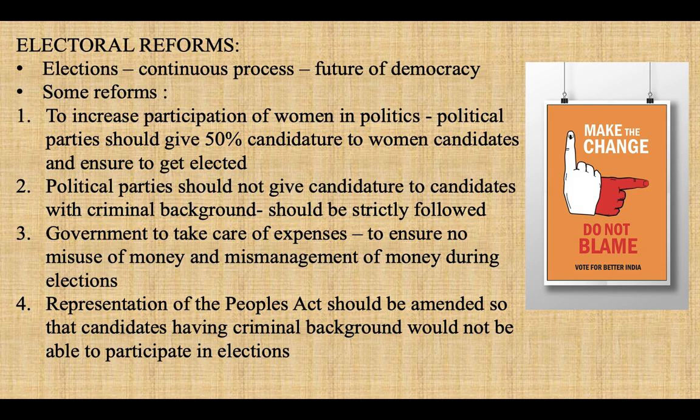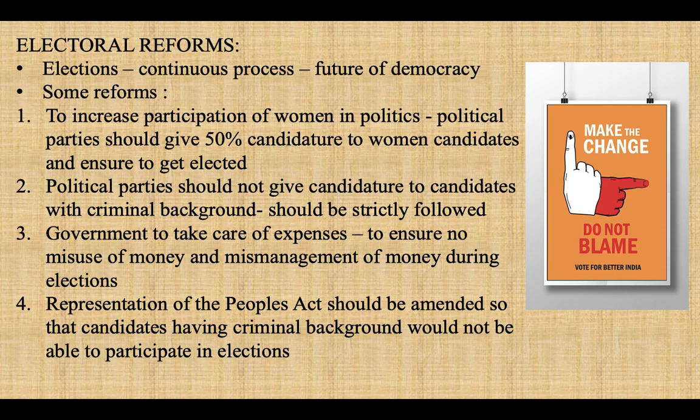Second, political parties should not give candidature to candidates having a criminal background. We've already spoken about this, because once a criminal enters into politics, the entire faith of the people is lost. They should strictly follow the decision given by the courts in this respect. Third, the government should take care of election expenses. The government has to make sure that a certain budget is set for political parties to spend on their campaigns, so that parties will not misuse money, and mismanagement of money during elections can be stopped. We've spoken about misusing money by bribing people. So in order to make sure that the elections are carried out in a fair and just manner without any malpractices, this misuse of money has to be stopped.